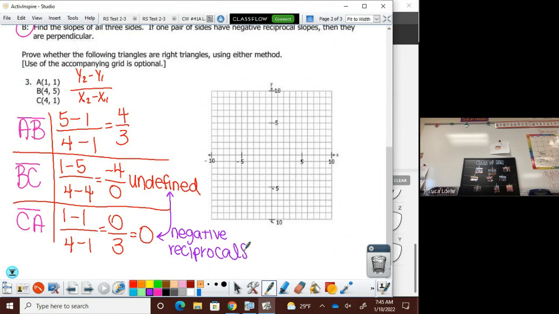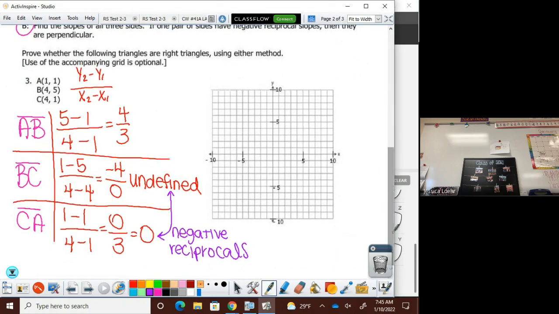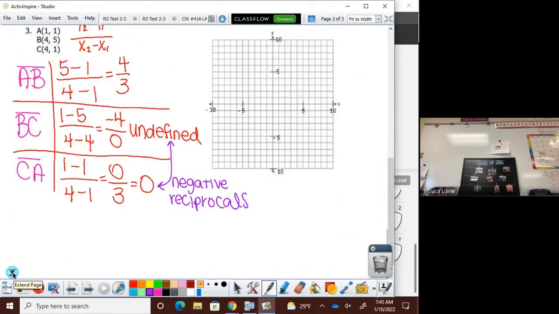Now, this is something that will happen sometimes. They will give you undefined and 0 as your slopes, and you need to know that those are negative reciprocals. We talked about that a little earlier in the year. I don't remember in what context we talked about it, but those are opposite slopes, okay? They're negative reciprocals because 0 is neither positive nor negative, and same with undefined, but you flip the fraction. Here the 0 is on the bottom, here the 0 is on the top, okay?